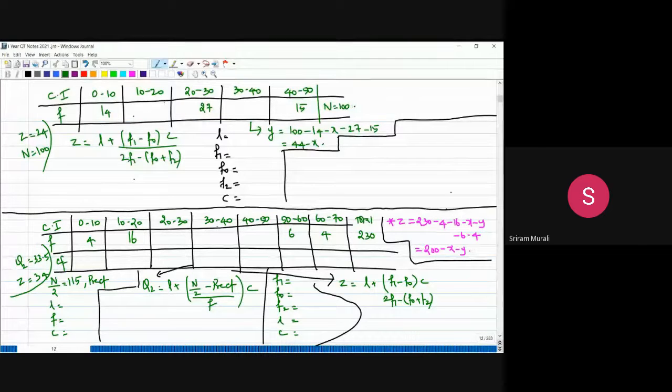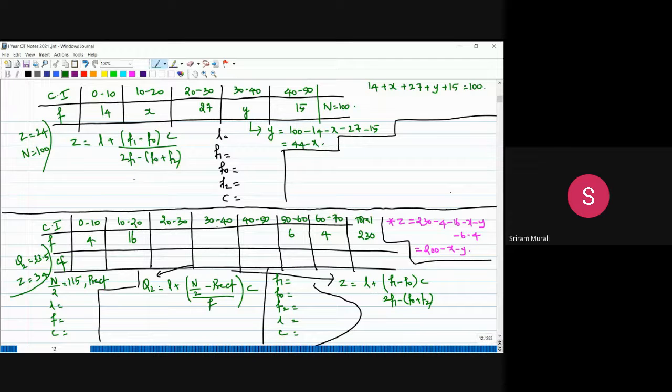You have to find the missing frequency. I call this x. If I call this unknown x, what should this be? I say y. But if it is x and y, we want to solve by 2 equations. To reduce the pain of solving, I write y this way: the sum of all frequencies is equal to 100. That is 14 plus x plus 27 plus y plus 15 is equal to 100.